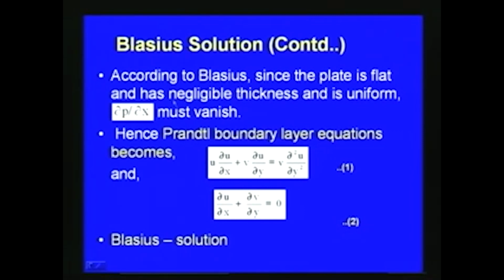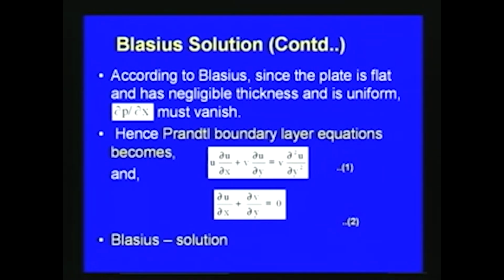Blasius neglected the ∂p/∂x term, so that he got this equation number 1: u ∂u/∂x + v ∂u/∂y = ν ∂²u/∂y². With this he used the continuity equation ∂u/∂x + ∂v/∂y = 0. So, these are the equations used by Blasius to get a solution, equations number 1 and 2. The Blasius solution was developed in 1908.